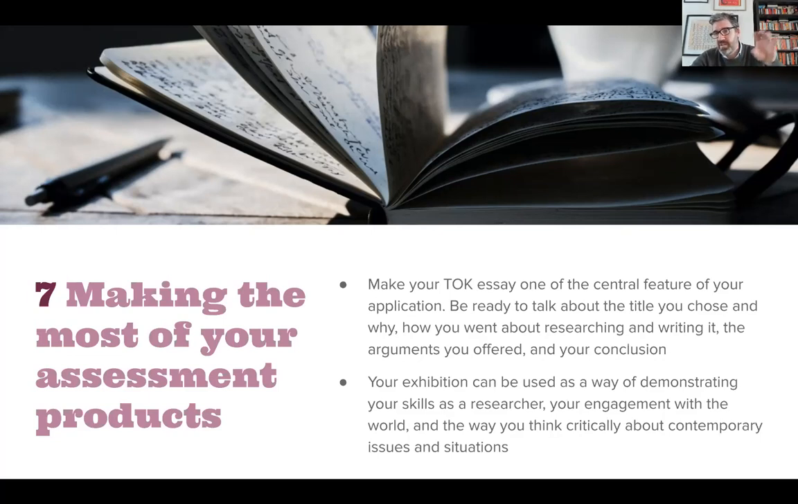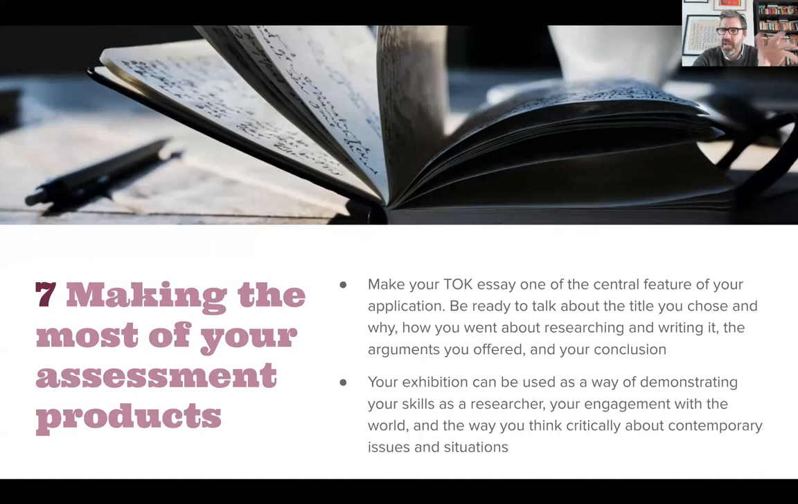So I think that your TOK essay can be a great, as I say, tangible piece of proof that you are a thinker, that you are a critical thinker, that you are all these other things. Other people can refer to themselves as having these skills, but here's my essay. This shows the kind of person that I am. So it's a lovely piece of evidence of you as a thinker. The exhibition, I think, functions in almost exactly the same way. It's testing slightly different assessment skills, of course, but it can show that you have skills as a researcher. It shows your engagement with the real world. It shows how you think critically about contemporary and past situations.